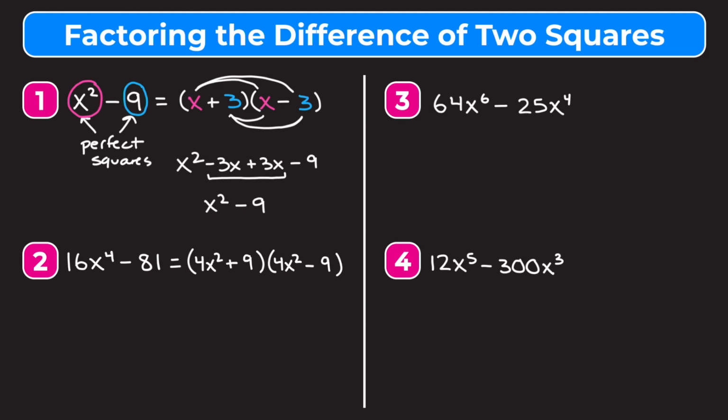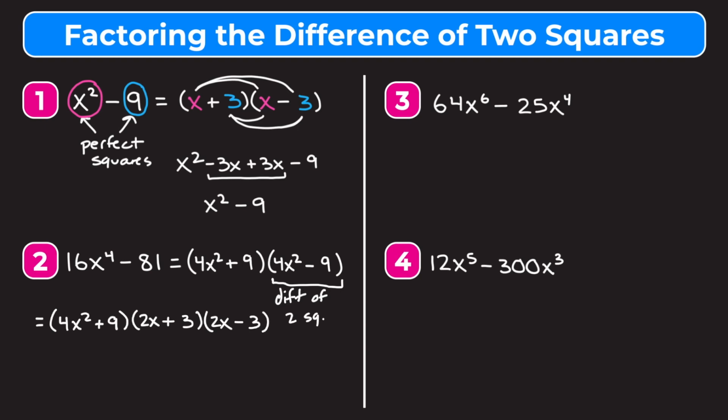Now you may think we're finished, but this second set of parentheses is actually another difference of two squares. So we're going to have to factor that right set of parentheses again. Down here, I will write 4x squared plus 9, and now we have to factor 4x squared minus 9. We take the square root of 4x squared, which is 2x, put that in the first spot in each parentheses, take the square root of 9, which is 3, put that in the second spot, put a plus between one and a minus between the other, and now we have our final answer.